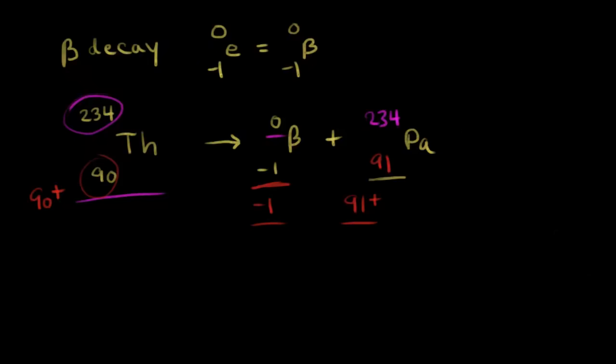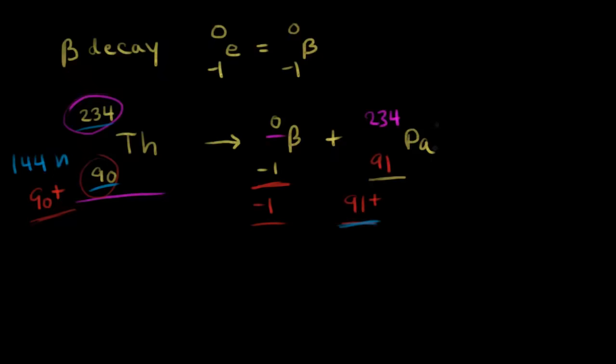All right, so we already talked about the number of protons, right? So we have 90 protons on the left. How many neutrons do we have? Well, 234 minus 90, right? 234 minus 90 gives us the number of neutrons. So that's 144 neutrons. On the right, we have 91 protons.